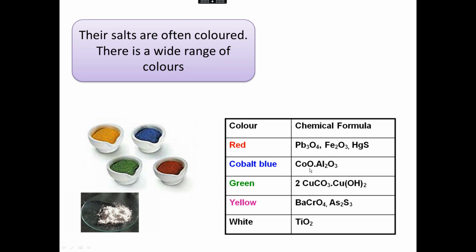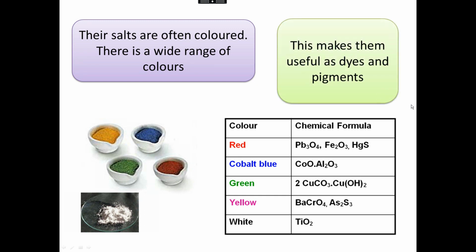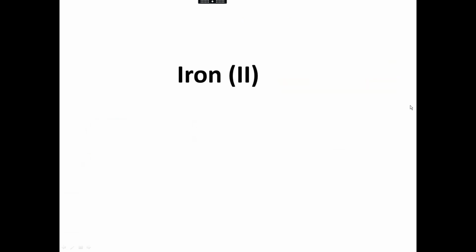So we can see here cobalt forms blue and pink colours, Co there. Copper can form green and blue colours. Titanium tends to be white. And so they are useful as dyes and pigments.